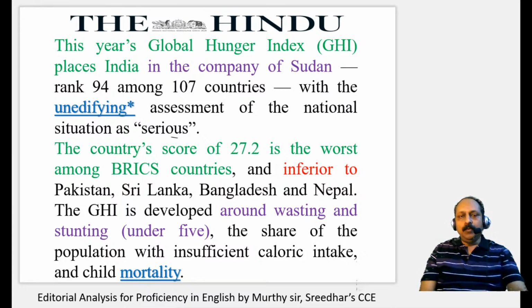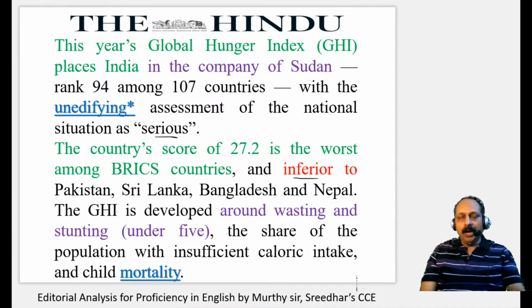There is one important word. From now on you will see that a star mark means an important word. Unedifying means unpleasant or distasteful, something negative. Distasteful or unpleasant assessment of the national situation as serious, obviously. The country's score of 27.2 is the worst among BRICS countries and inferior to Pakistan, Sri Lanka, Bangladesh, and Nepal.